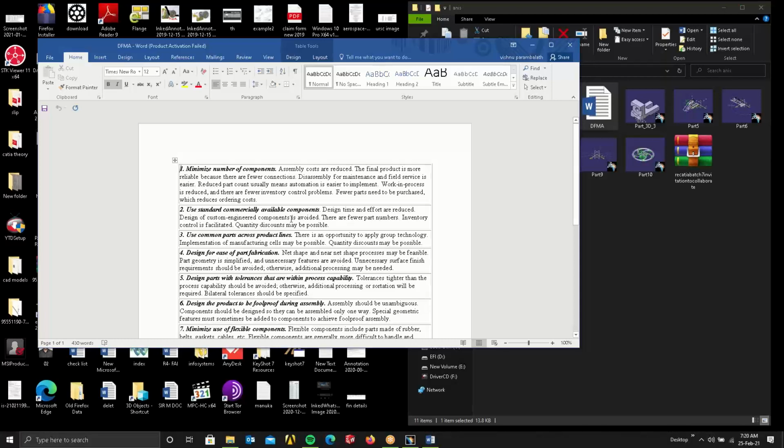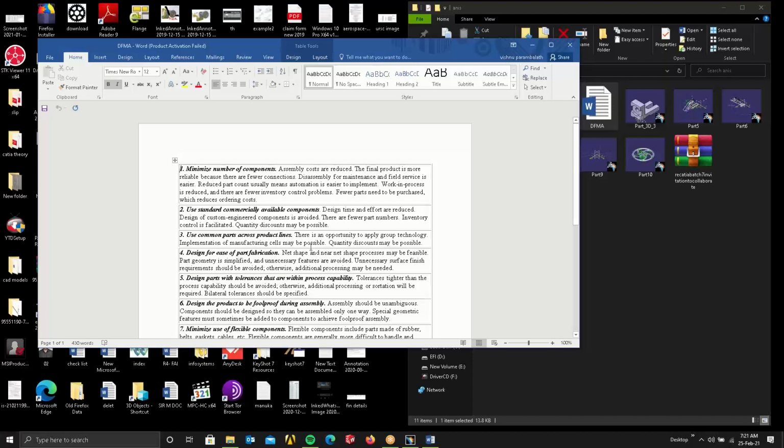Then use standard, commercially available components, whatever components are available in the market, O-rings and all those things. It's the same standard you have to use. Or else, if you give the hole diameter more or something, then you won't be able to find that O-ring, so you'll have to manufacture the O-ring for that size. So it's unnecessary cost escalation. Whatever component is there in the market, that same thing you have to use.